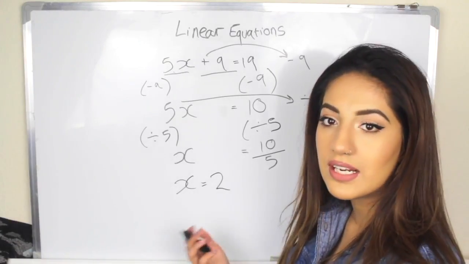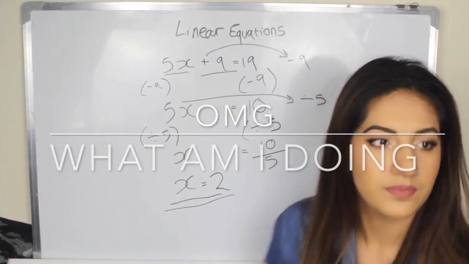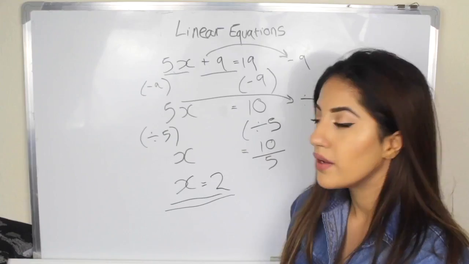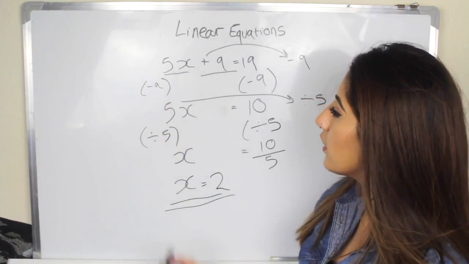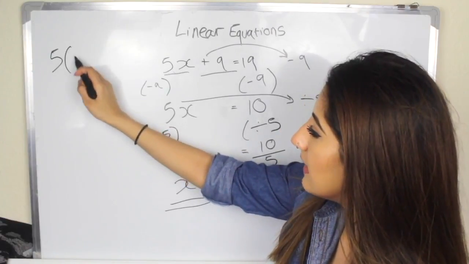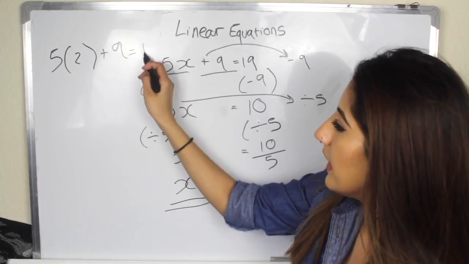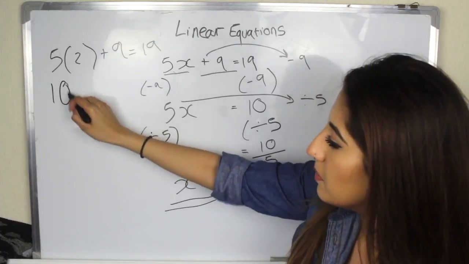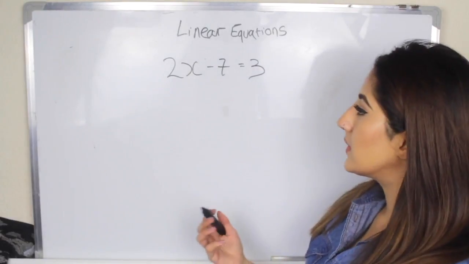Because we now have the answer to the linear equation, we just need to check that the answer is correct. Right, so we can do that by substituting this number here into the original equation. We have 5 times 2 plus 9, and this should equal 19. So 5 times 2 is 10, 10 plus 9 equals 19. Now we've done our first example, we're going to move on to example number 2.